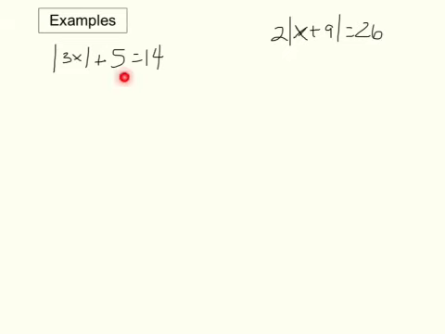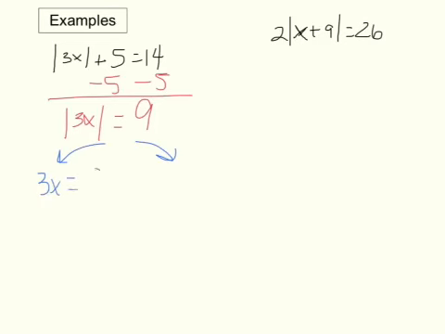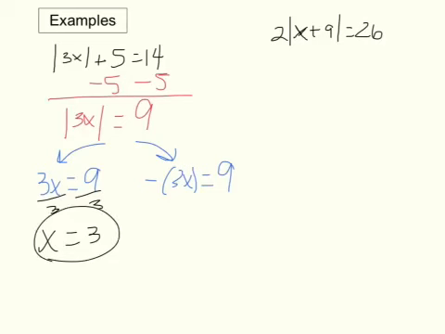So we're going to try this first example on the left, and then I'll let you try the one on the right on your own. Again, we want to isolate the absolute value part, so I'm going to subtract the 5 here. Now the absolute value of 3x equals 9. And then we break that up into the two parts. Remember, 3x equals 9 and -3x equals 9. On this part, I can divide by 3 and find that x equals 3. And over here, I have -3x equals 9, so divide by -3, and I get x equals -3.